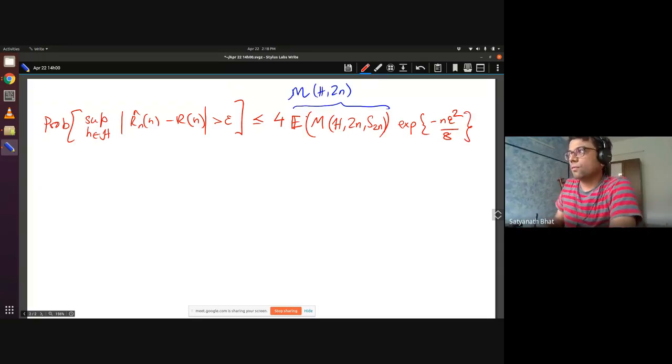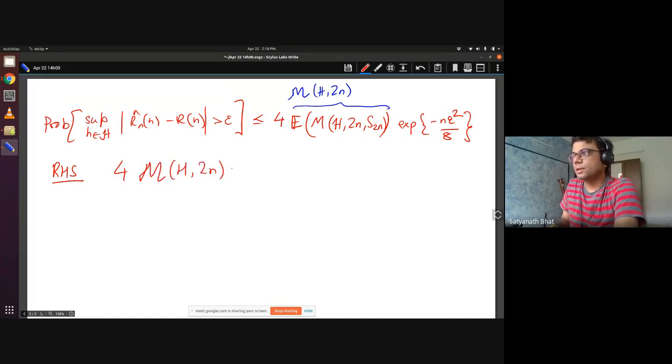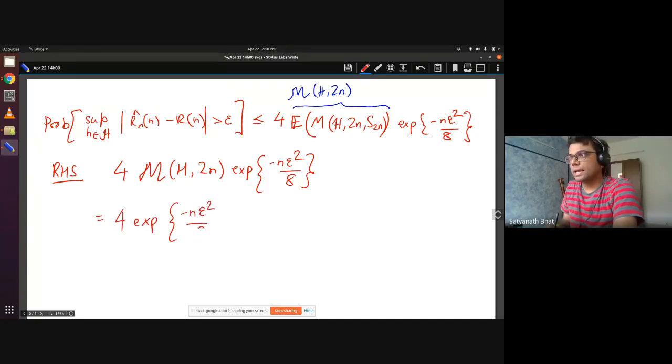We will take this M H of 2n and push it into the exponent. So let's work with the right hand side. RHS is given by 4 M H of 2n e power minus n epsilon squared by 8. So I will write this as 4 e power minus n epsilon squared by 8 plus ln M of H 2n.